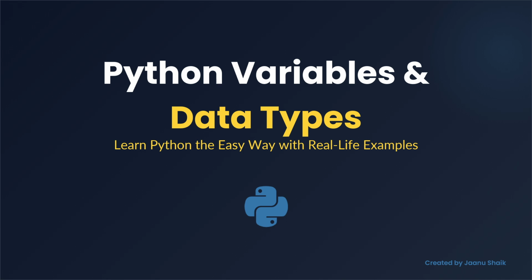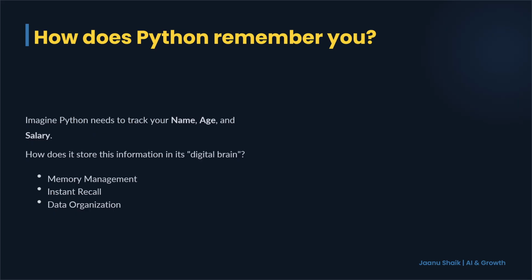Before diving into the topic, I have a question. How does Python remember you? Imagine Python has to track your name, age, and salary. How will Python store that information in its digital brain? One thing is memory management, the second one is instant recall, and the third one is data organization. What is this memory management?